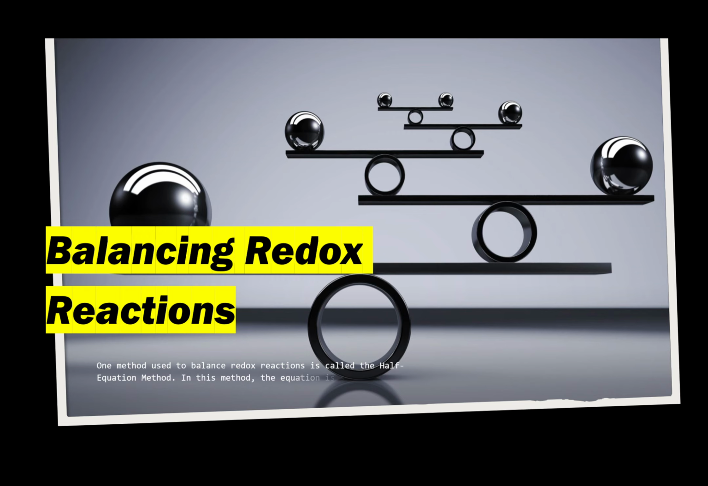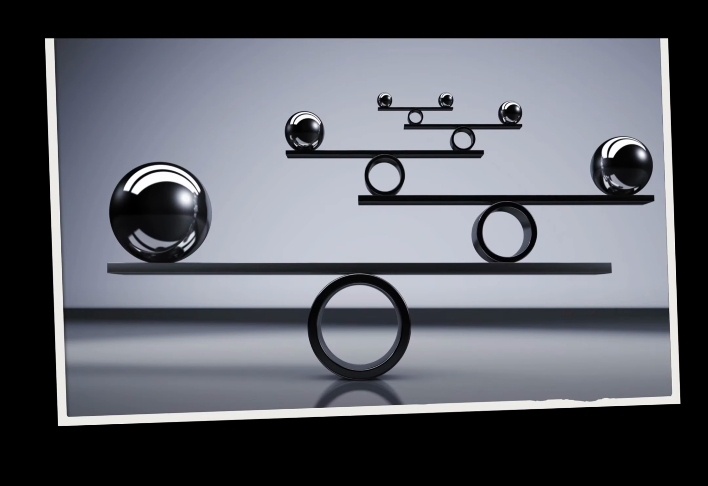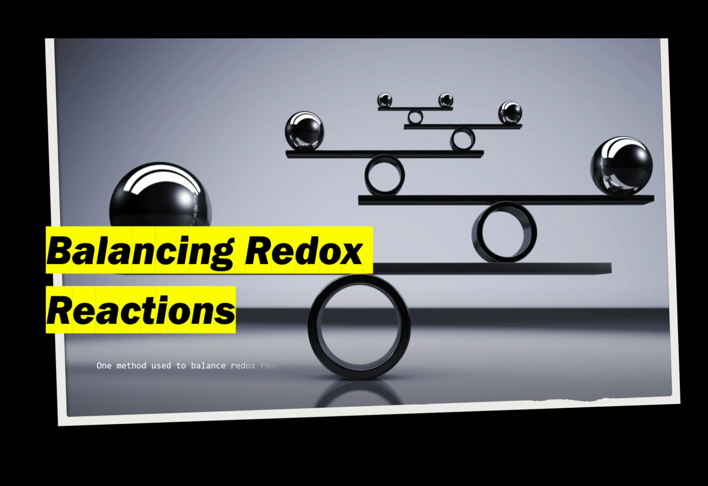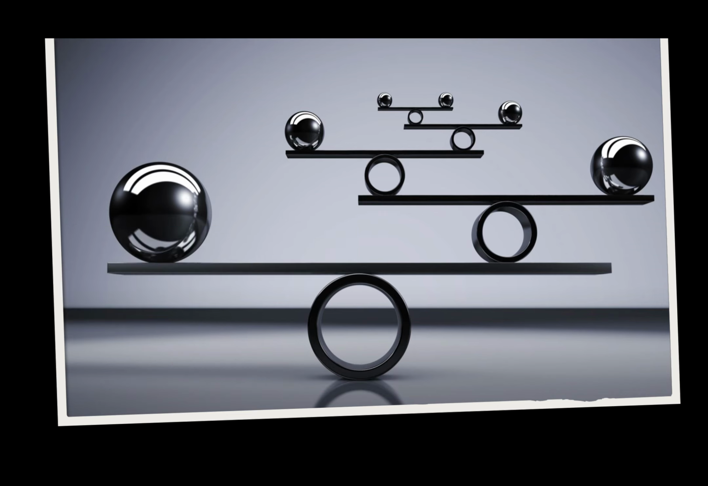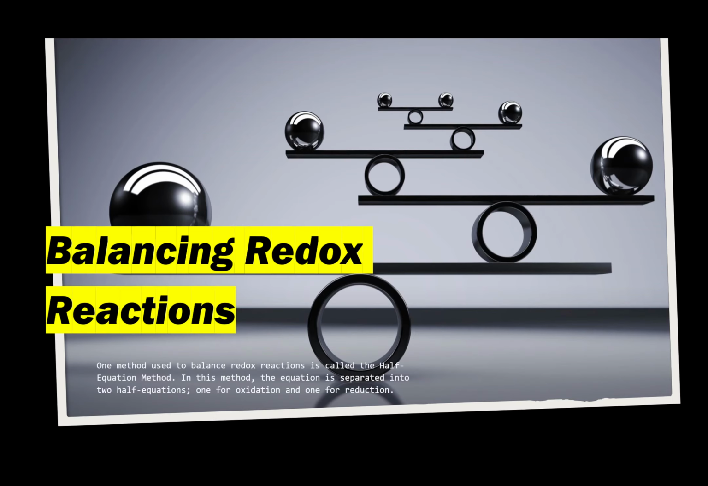Let's seek to balance these reactions now. When we balance these reactions in CSEC, all we do is move around the electrons and balance them. But right now we're moving up in a little more complexity. One method used to balance redox reactions, which is covered in CAPE as well, is called the half equation method. In this method, the equation is separated into two half equations, one for oxidation and one for reduction. This is an example of a half equation. But this is already balanced, so let's have a look at the next one.